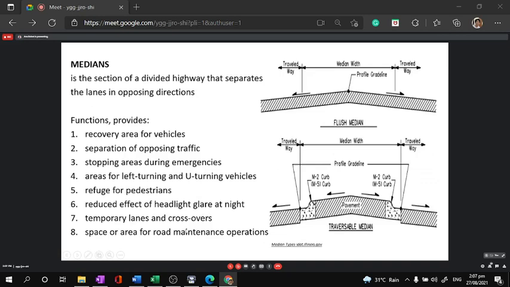Okay. And then we also know that in some cases of operation and maintenance in DPWH, in city engineering, when they have to repair and maintain the road, sometimes the median can be used as an area to place equipment and construction material so that road operation can continue during road maintenance and repair.